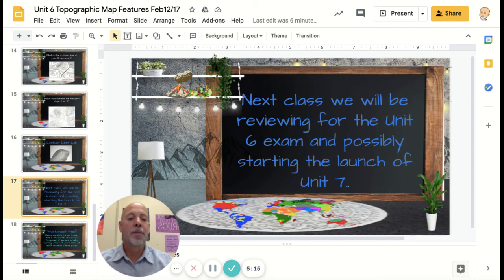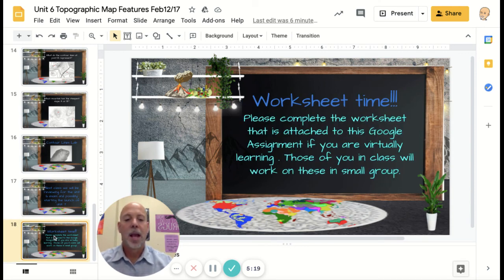Next class, we will be reviewing for the Unit 6 exam and possibly starting the launch in Unit 7. And we're also doing a worksheet in this class. Those of you who are virtual, please make sure that you do this worksheet and attach it when you submit. And those of you in class, you're going to be working in small groups. We're going to do this together in small group.